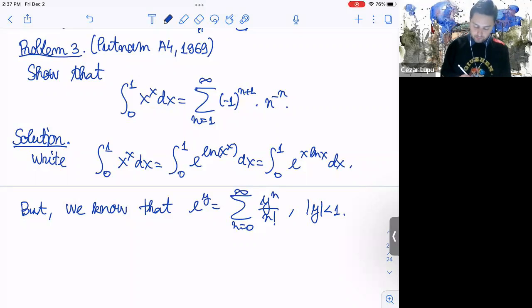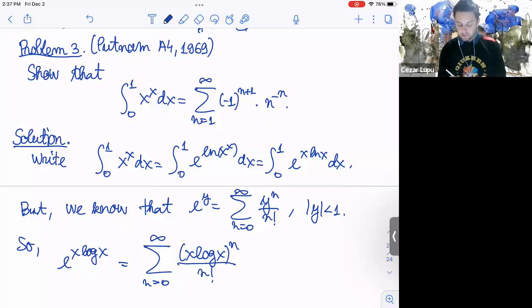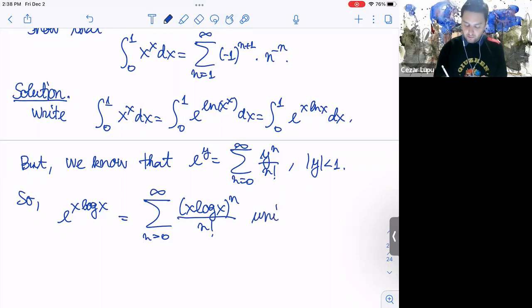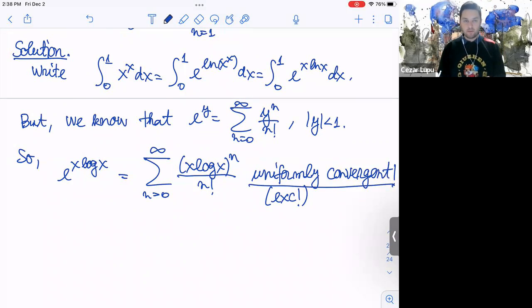So e to the x log x is this sum. So we have this. We need to make sure this is uniformly convergent, and I'll leave this to you as an exercise. Show that this series is uniformly convergent. That's exactly the information we needed.